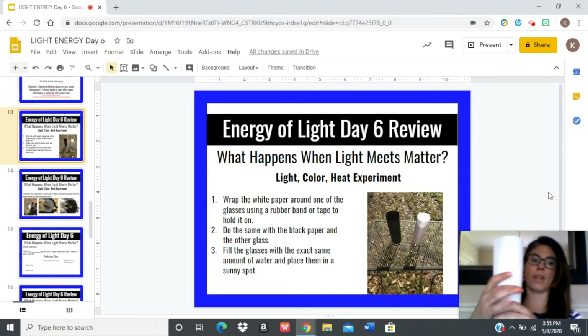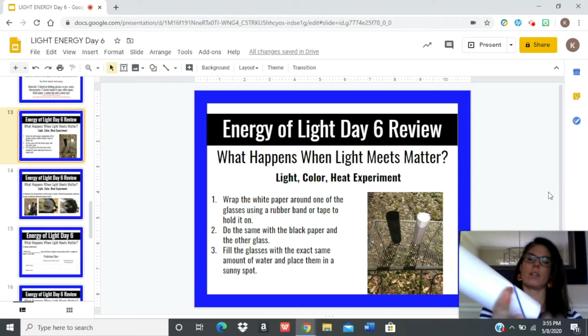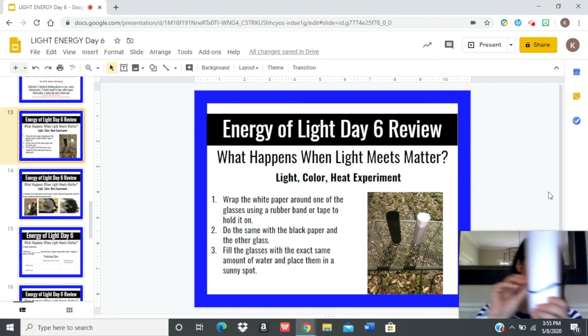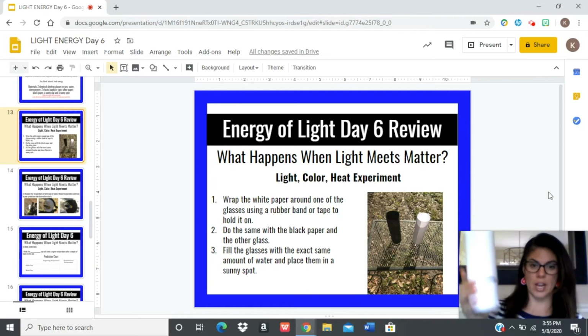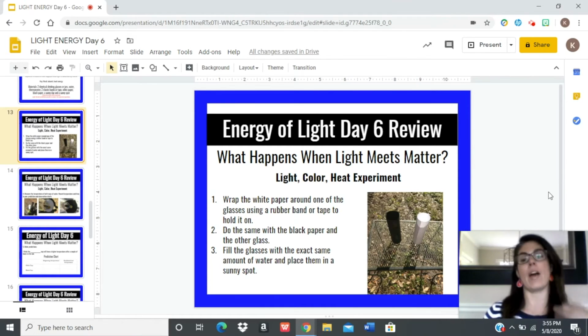Just wrap it around the cup, and then you can secure it with a rubber band. If you don't have a rubber band, you can use tape. You do the same thing with the black paper and the other glass. Then you fill the glasses with the exact same amount of water and place them in a sunny spot.